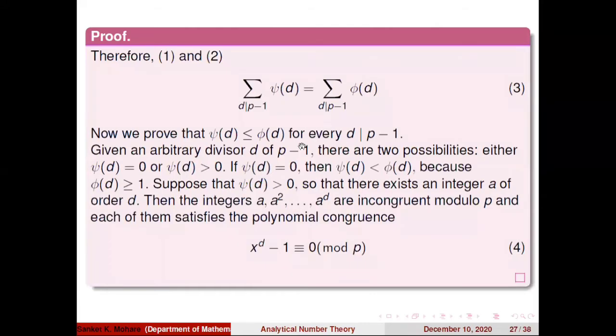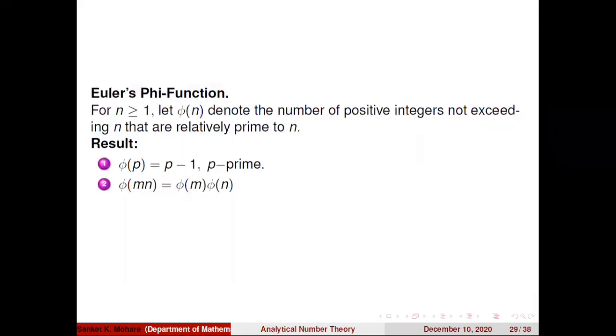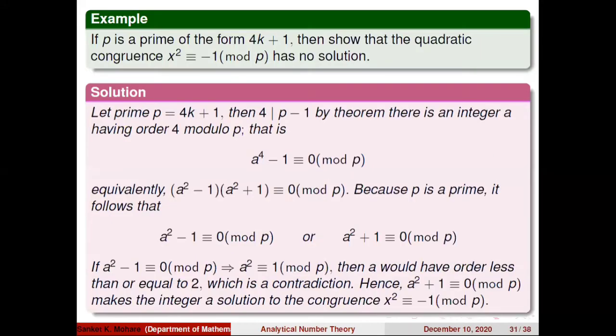We also discussed a corollary related to it. For any prime p, there are exactly φ(p minus 1) primitive roots of the prime p. Let's have a look at this example, which is based on the previous theorem.